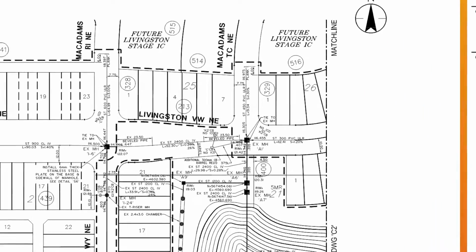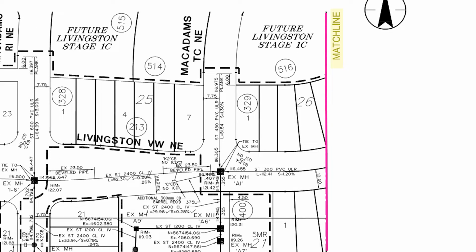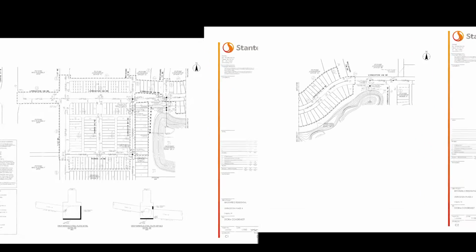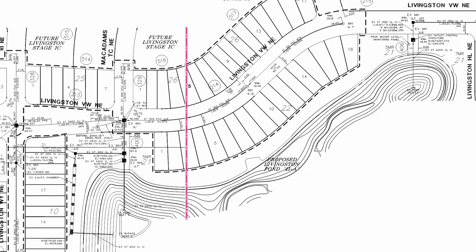One other thing this page shows well is a match line. Often, a single job site cannot be shown on a single page at a certain scale. The solution is to show the job over 2 or more pages. The match line is where the 2 pages would meet if you cut them out and tape them together.